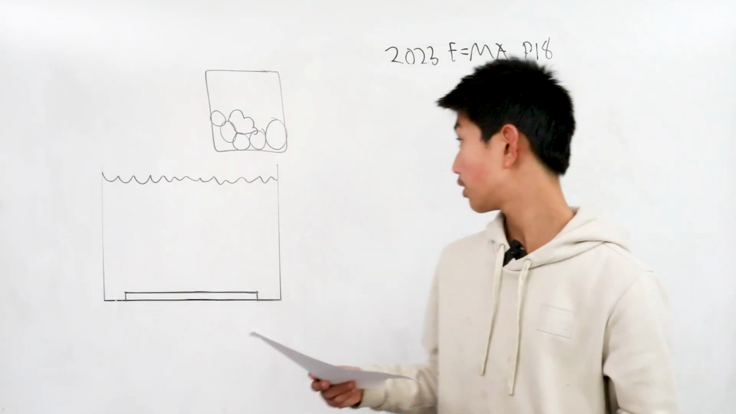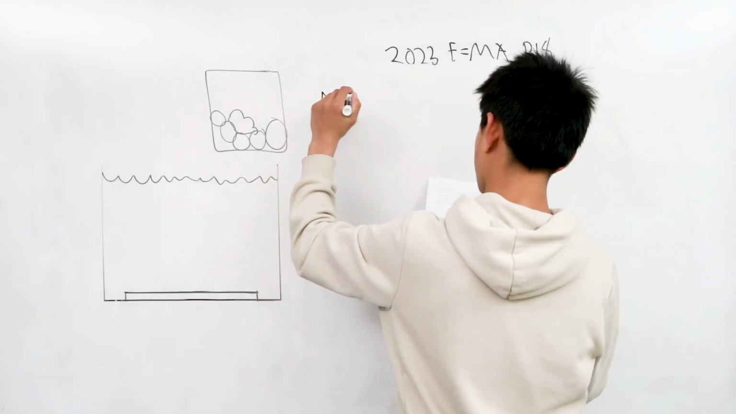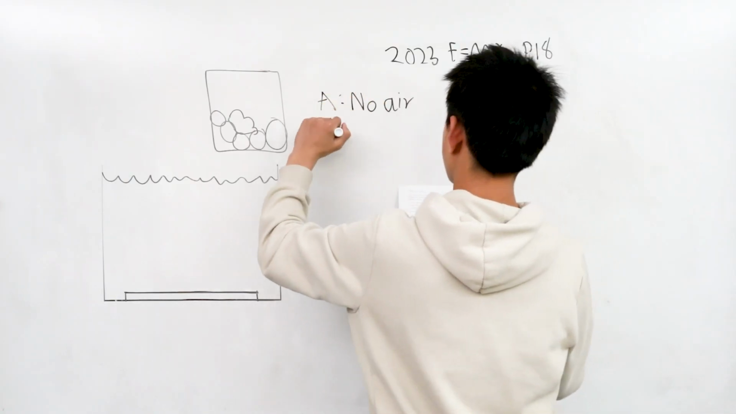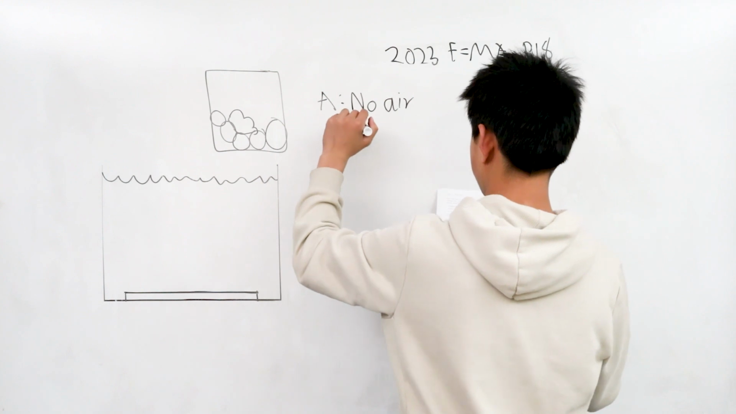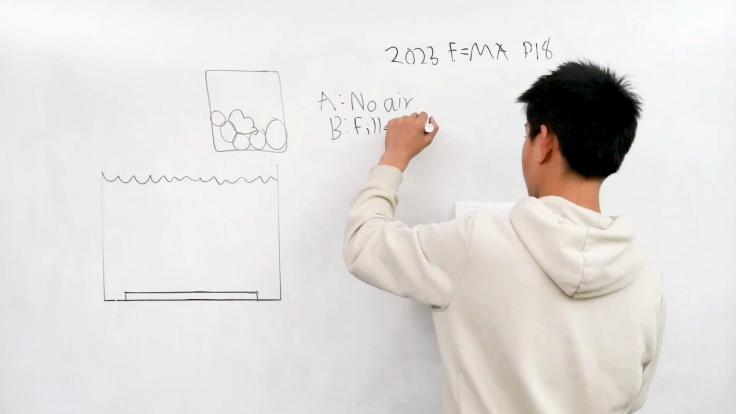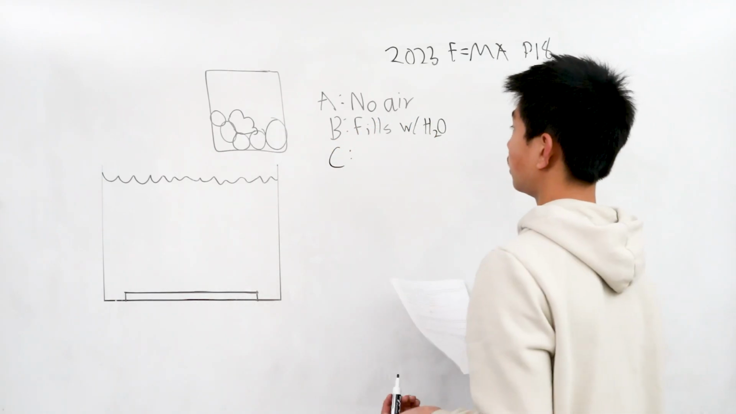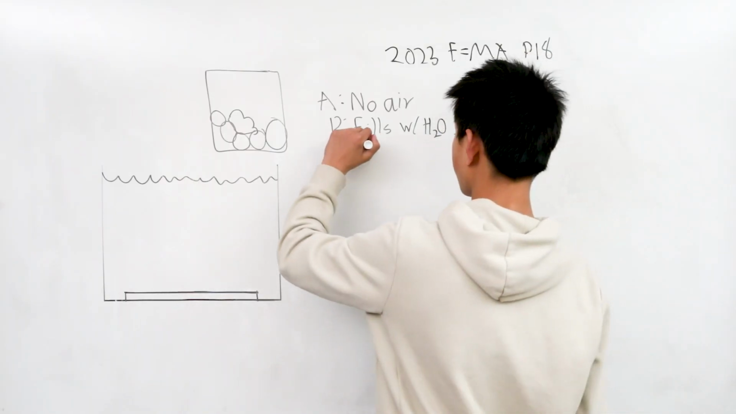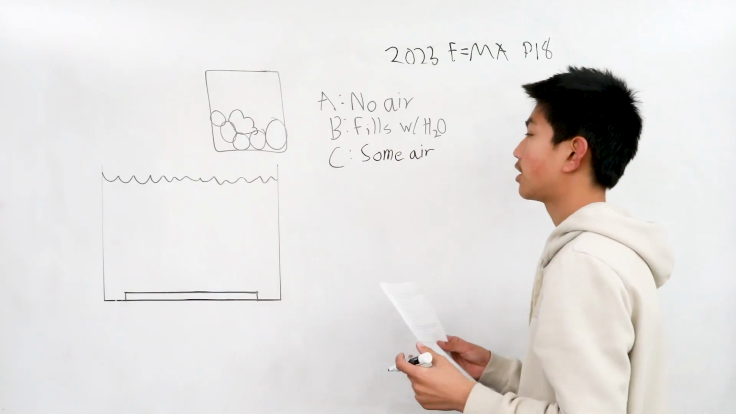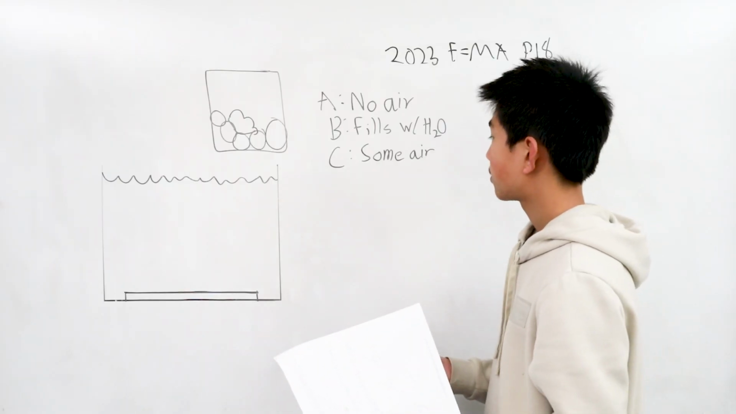So let's just make this clear. Alice closes the bag so that there's no air inside the bag. Bob fills the rest of the bag with water, or H2O. Carol just closes the bag so there's some air. And you want to find the comparison of weights. And notice these are identical rocks.